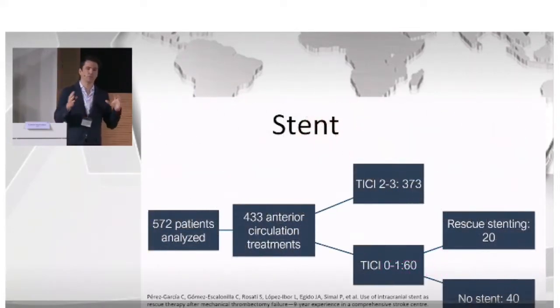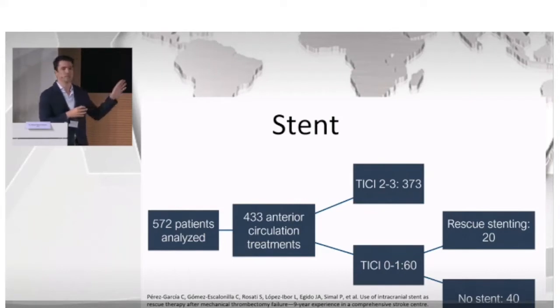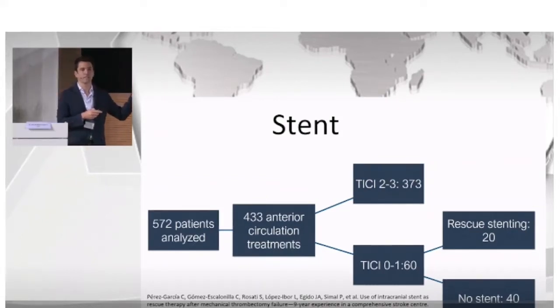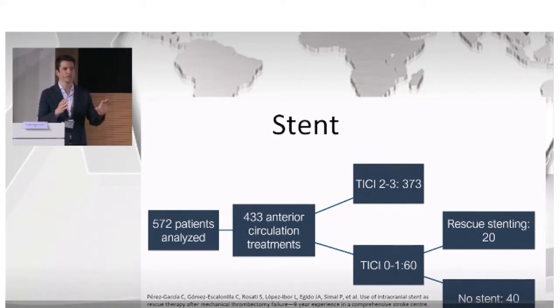In our experience, what we did was compare all the patients where we failed in this period of time. TICI 0-1, there were 60 patients in 433 anterior circulation strokes. We placed a stent in 20 of those patients. We did not place a stent in 40. Of course, this is a retrospective study, so we have all the bias that you can imagine. First of all, we were placing stents in the patients that we believed were going to do better. What does that mean? Younger patients, higher ASPECTS, so it's a quite selected sample, and you need to know that.